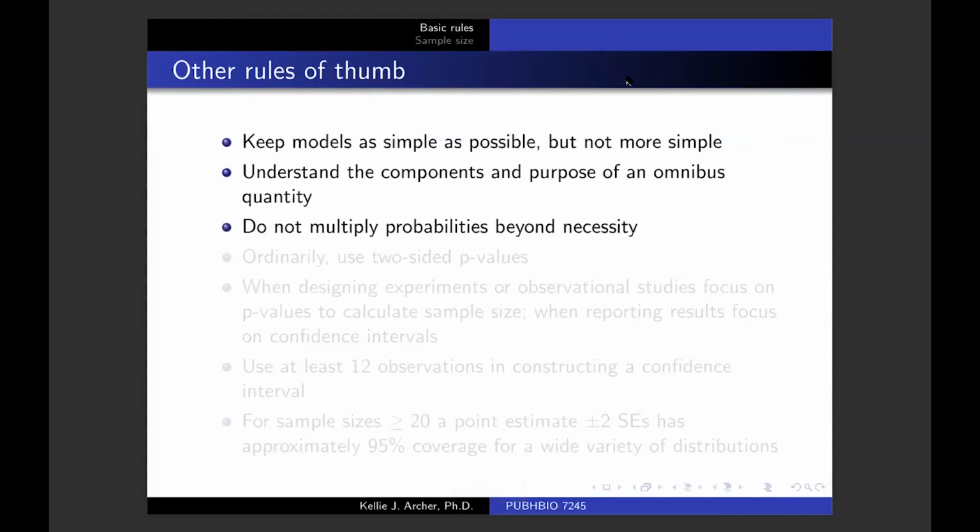Do not multiply probabilities beyond necessity. Remember, probabilities are bounded by 1, so multiplying enough probabilities will always yield a small number. It's a very interesting example that occurred in history.